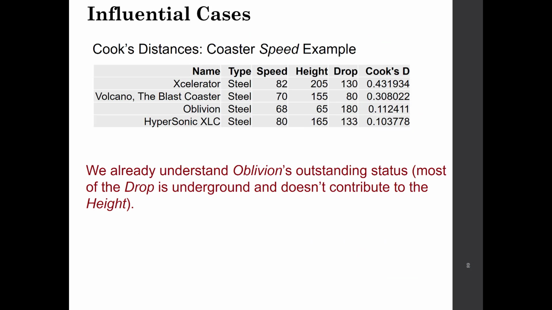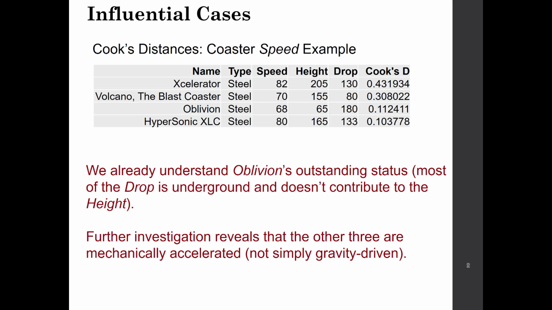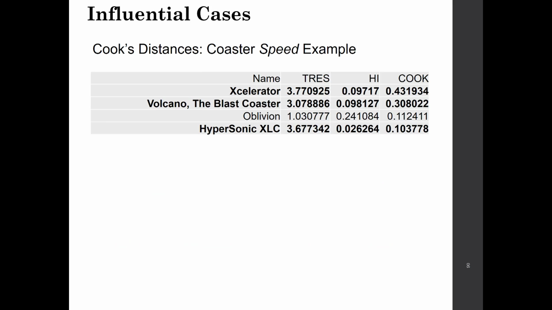So we already understood Oblivion's outstanding status. Most of the drop is underground and doesn't contribute to height. We've already looked at Oblivion because it had a high leverage. The other 3 roller coasters were the ones I told you to pay attention to a minute ago: Accelerator, Volcano, and Hypersonic XLC. It turns out that these 3 are mechanically accelerated. They're not simply gravity driven.